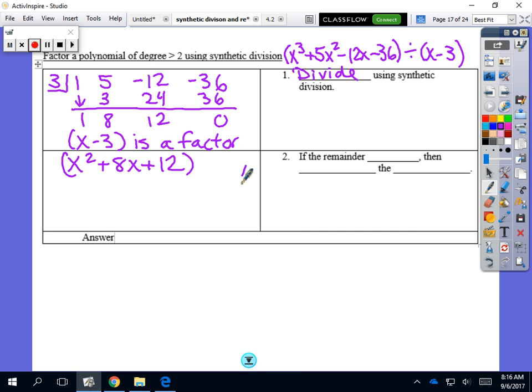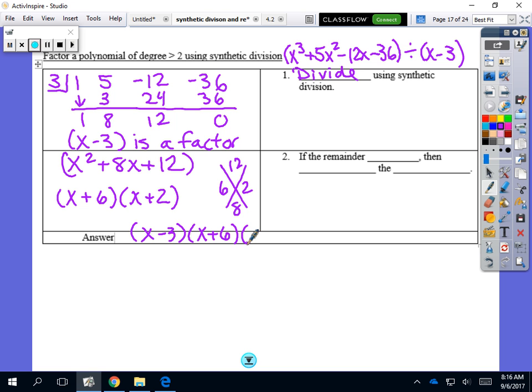The leading coefficient is 1, so I could just use the big X. Factors of 12 that add up to 8, and I think 6 and 2 would work. So I know also x plus 6 and x plus 2 are factors of this polynomial, so that means they're factors of the original one, because now I know that this times this equals this, and I already knew that this times this equaled the polynomial, so by what we call the transitive property, these two times this one have to equal the original one. So x minus 3 times x plus 6 times x plus 2, if I multiplied those out, would equal this polynomial.